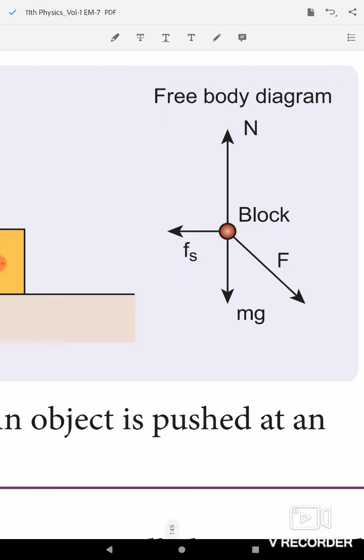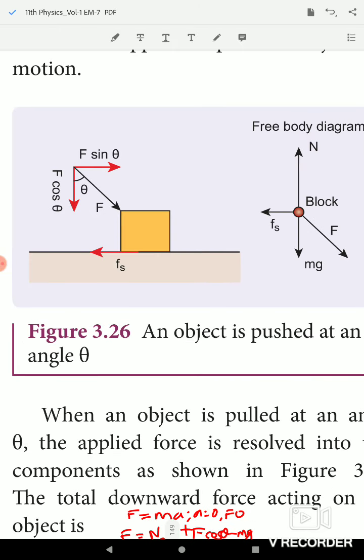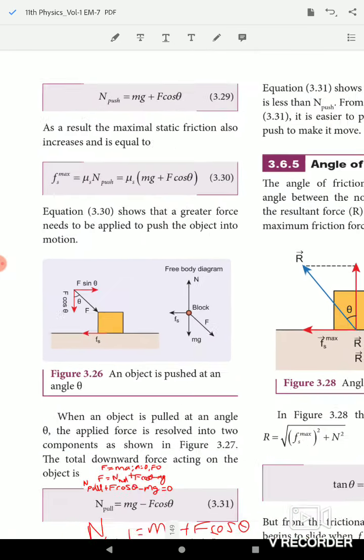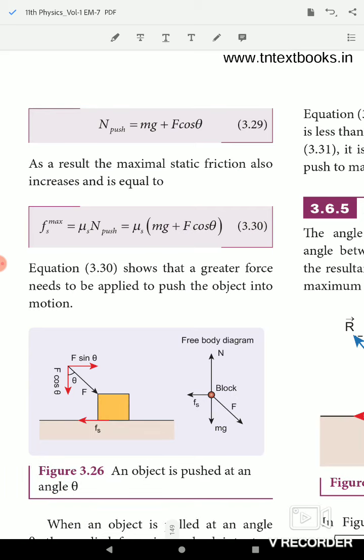So you draw this free body diagram. The block is a point mass, and Fs is in the negative x direction, normal acts in the upward direction and mg acts in the downward direction. The component F cos theta acts in the downward direction. So you write n push equal to mg plus F cos theta.